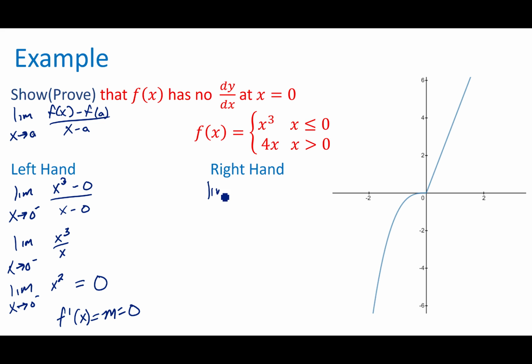Now from the right, x approaches 0 from the positive side. We're going to have 4x minus 4 times 0, so we're going to evaluate it at 0. So that's just 0 all over x minus 0. We can simplify that to just be 4x over x. I can't evaluate my limit directly, but I could rewrite this and say x over x is really 1. So really all I'm trying to find is my limit as x approaches 0 from the positive side of 4, which is just 4.